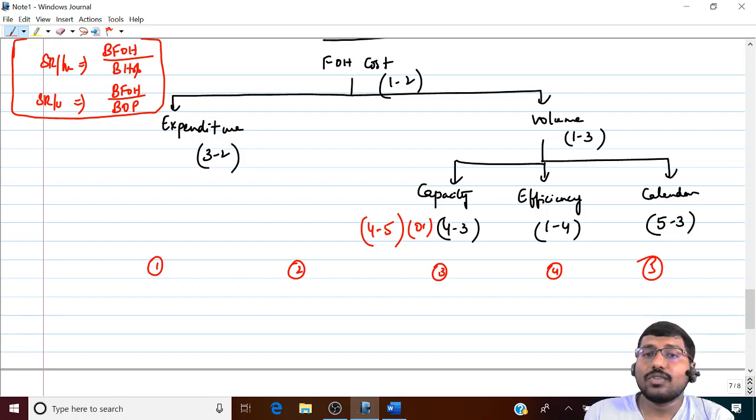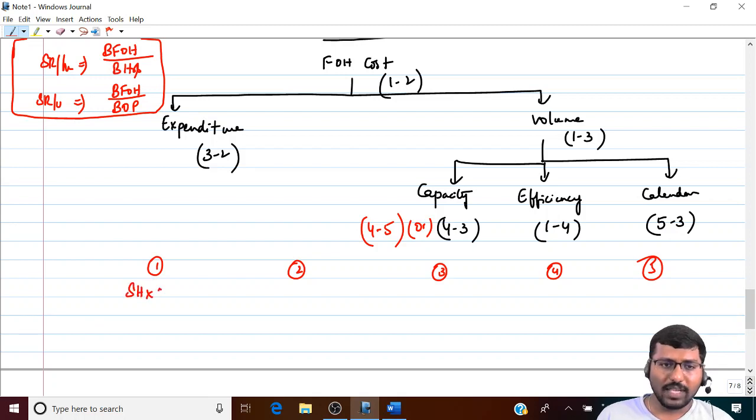So as I told you, the same rule applies. What is the rule that I've told you? Before solving any overhead related variance sum, compulsorily you should have SR per hour and SR per unit with you. Either it will be directly given in the question, or if it is not, you calculate and then move on. Without knowing SR per hour and SR per unit, there is no question of calculation of either variable overhead variance or fixed overhead variance. Let me make it very clear.